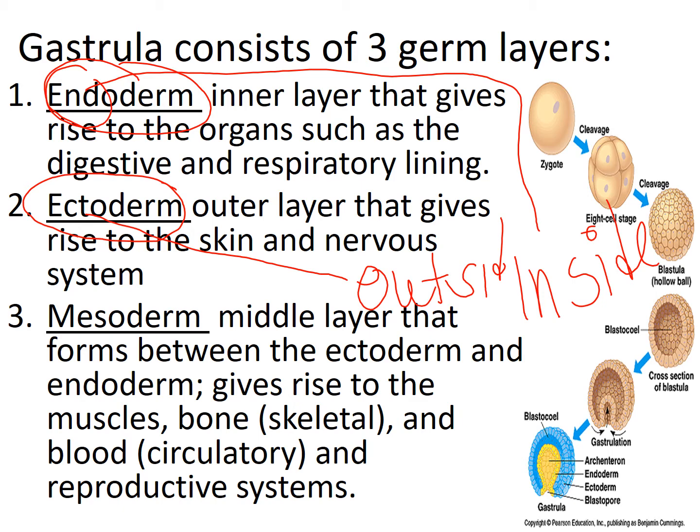Well, if endo is inside and ecto is outside, meso is obviously your middle. And the middle is between the ectoderm and the endoderm. So this is giving us the muscles and the skeleton, like your reproductive and circulatory systems.